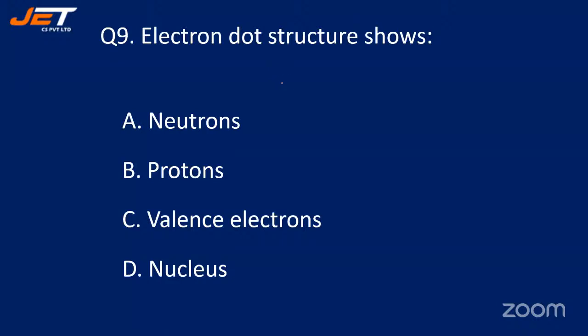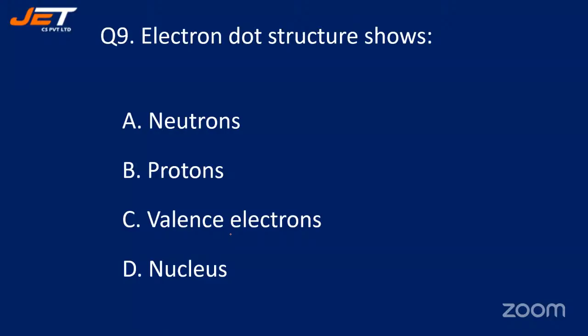Next question. What does the electron dot structure show? We draw electron dot structures in Lewis models. What do those dots show? Neutrons, protons, valence electrons or nucleus? What do the dots of the electron dot structure represent? Let us see who will answer this question.